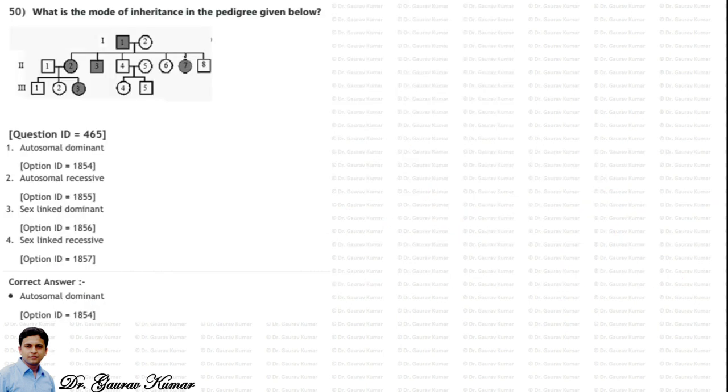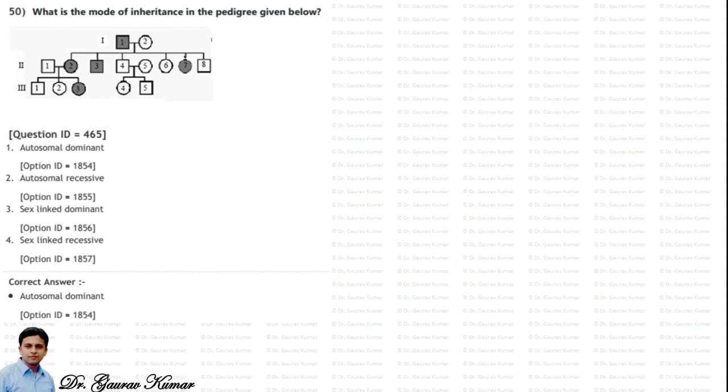Next question: which is the mode of inheritance in the pedigree given below? Here we have a lot of information already. The male is affected, and then in the next generation some of the kids are affected, and from one affected female we have another generation having one affected female again. So this type of pedigree is an autosomal dominant pedigree.